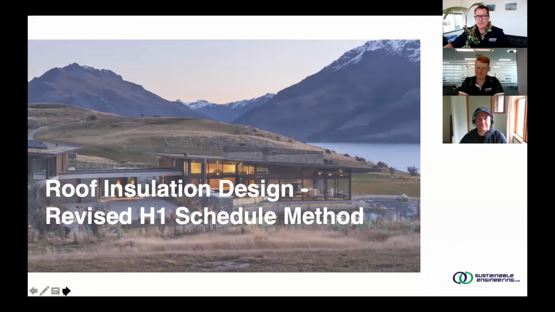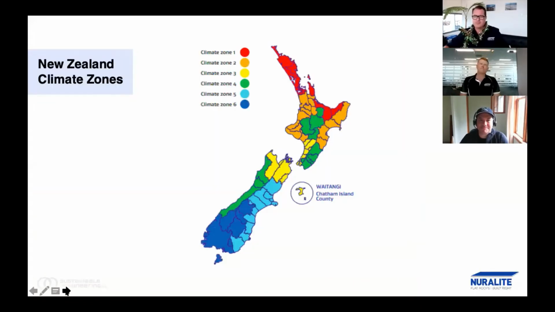So without further ado, we'll start with you, Jason, and we're going to talk about obviously roof insulation, the new revised H1, particularly around the schedule method. And I guess the first slide is we've got some new zones. Yeah. So we'll talk about H1, AS1, and AS2, right? So both for homes and for non-residential buildings, just the roof stuff.